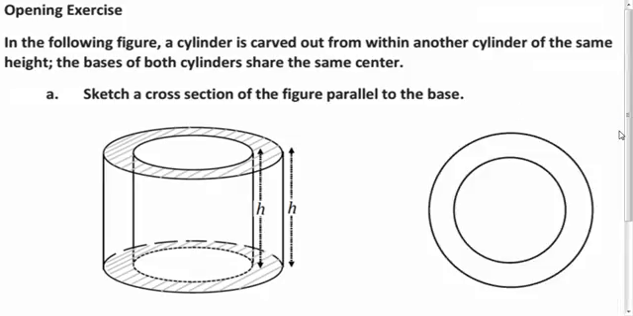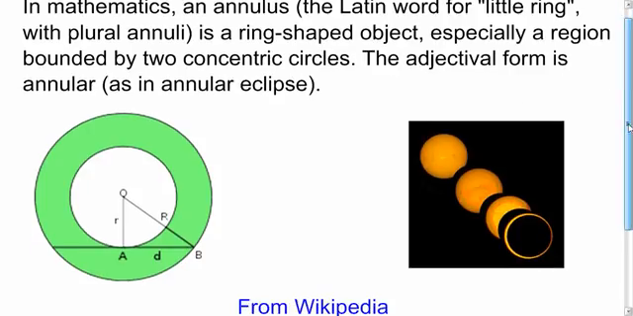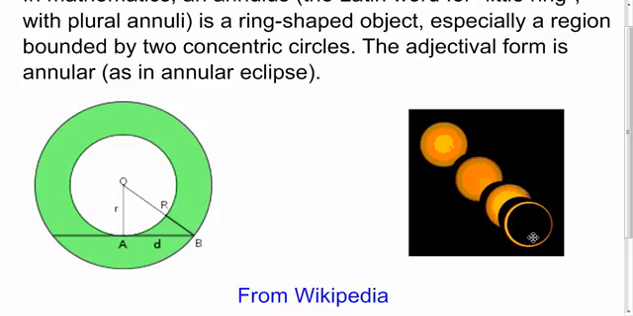So hopefully what you have looks like two concentric circles. And this shape has a special name in mathematics called an annulus. It comes from a Latin word, it means little ring. And you might have also heard this type of eclipse called an annular eclipse. And that's because the sun looks like a little ring around the moon here.